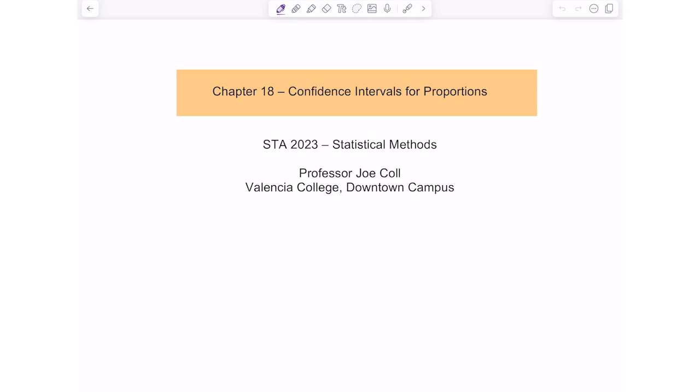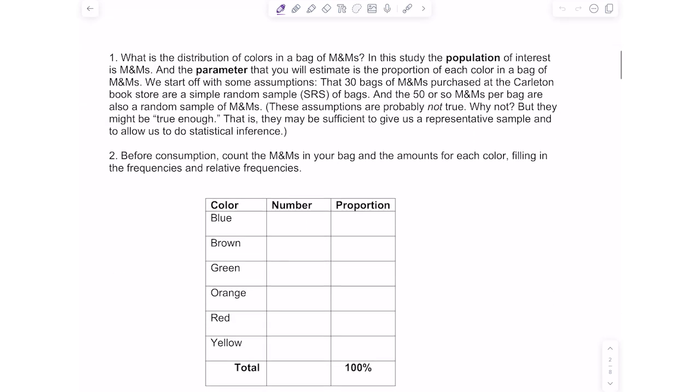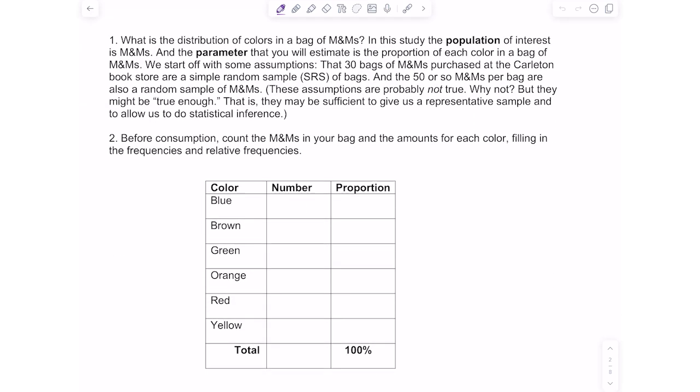We're going to look at confidence intervals for proportions. Part of the video is going to assume that you have a package of M&Ms, which is what we're going to look at. If you don't have a package of M&Ms, you may want to purchase one if you're able to, and follow along with me. I'll just make up some data for now so that we can use it when referring to different examples. I'm not going to go through the entire activity. I'm going to skip ahead to number 13 after I fill out this table.